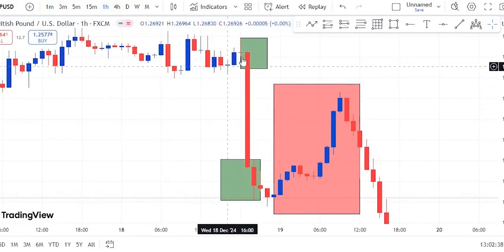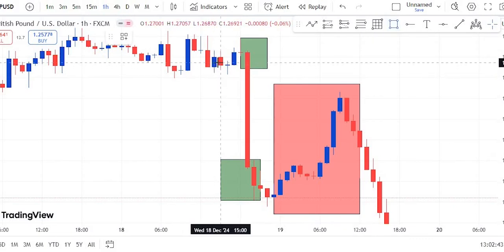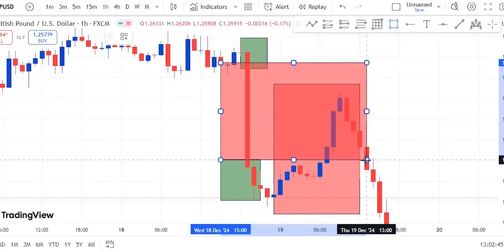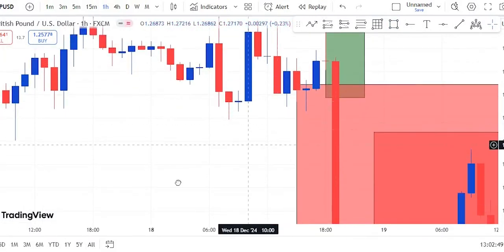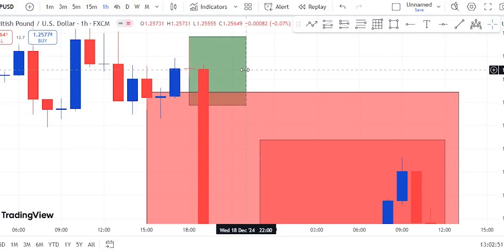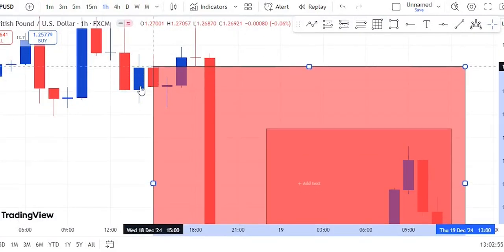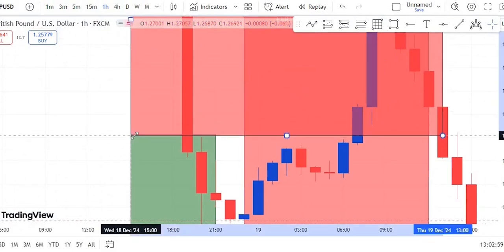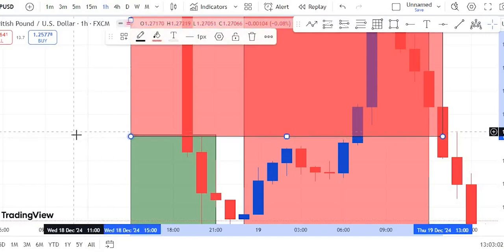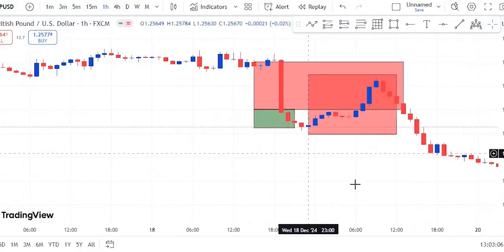Alright, so this is the first candle and this is the third candle. Imagine the space in between is this and this. And remember, it's usually on the wick. Pay attention, it's usually on the wick of each candle: the wick of the first candle and the wick of the third candle.